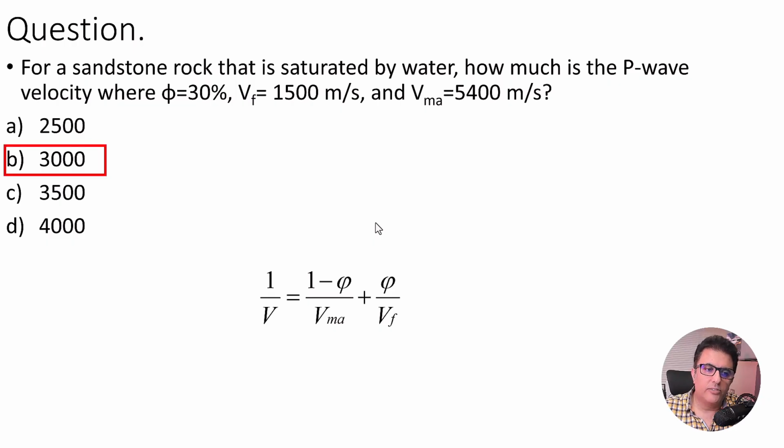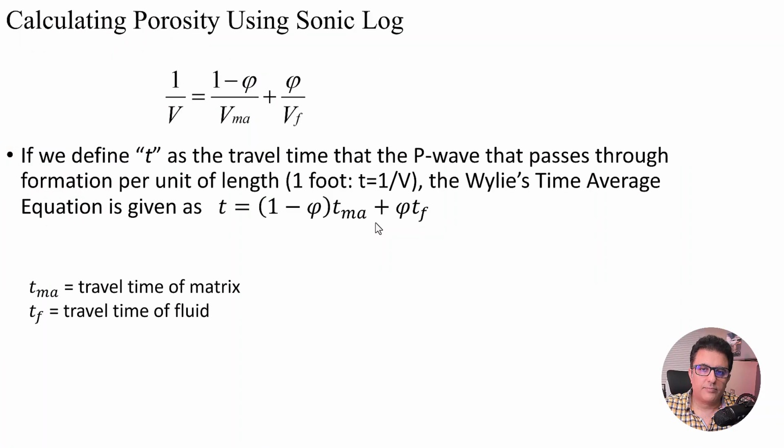Yes. So if you just use Wiley's time average equation, then you're going to notice that the average velocity will be 3,000 meters per second. Now let's rewrite the Wiley's time average equation again.